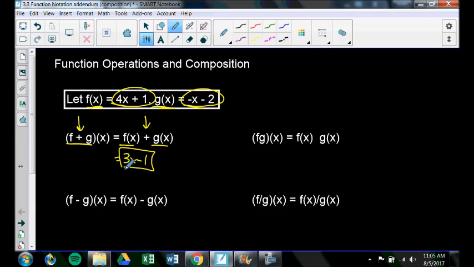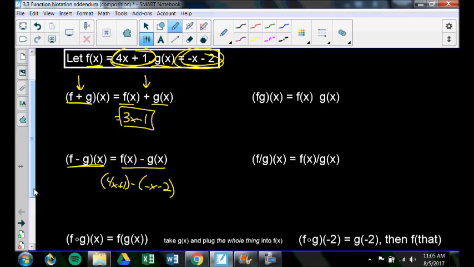And subtraction is doing this minus this, so here's f of x minus g of x. So you have to be careful with your distribution here. It's 4x plus 1 minus -x minus 2. And that negative has to get distributed, so it's 4x plus x, which is 5x, and 1 plus 2, which is 3. So this becomes 5x plus 3. That's f of x minus g of x.